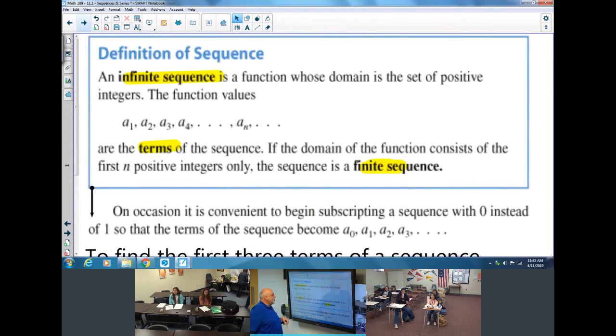Okay, so now as we put up different sequences, some of them sort of have an end and other ones go on forever. A sequence that goes on forever is an infinite sequence. And so when you see the dots at the end, it means it goes on forever. The a sub 1, a sub 2, a sub 3, a sub 4, these are the terms of the sequence. And if it ends, then it's called a finite sequence. So finite, infinite.